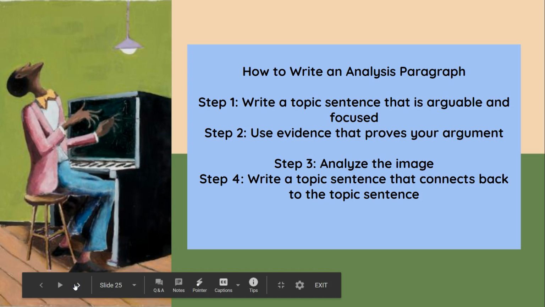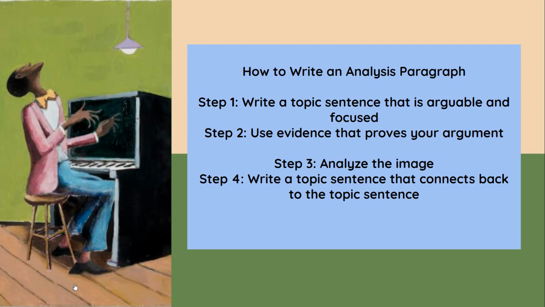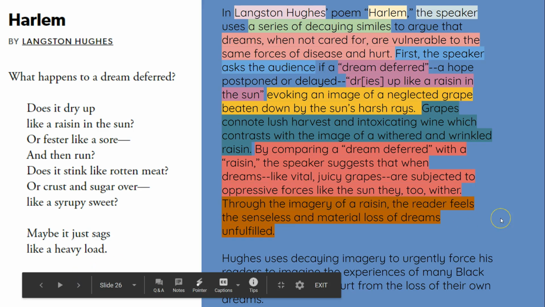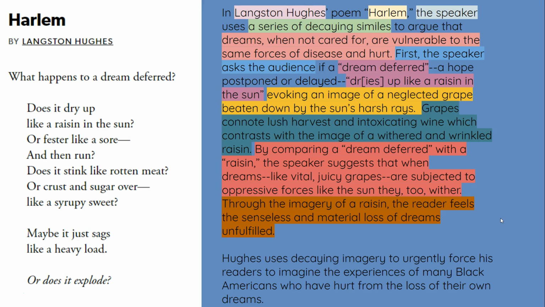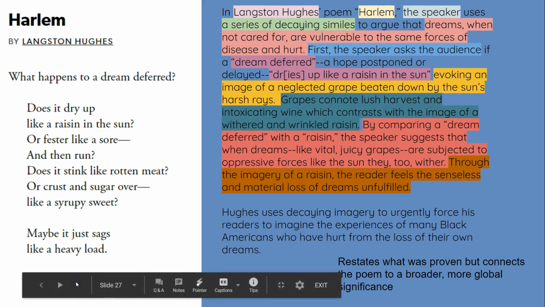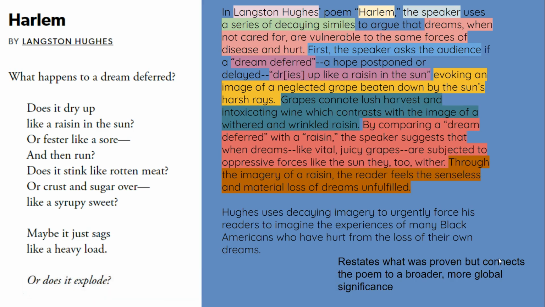So the last part of this is we have to write a concluding sentence that connects back to the topic sentence. So for our concluding sentence, we might say something like, Hughes uses decaying imagery to urgently force his readers to imagine the experiences of many Black Americans who have hurt from the loss of their own dreams. And in our concluding sentence, we are restating what was proven.